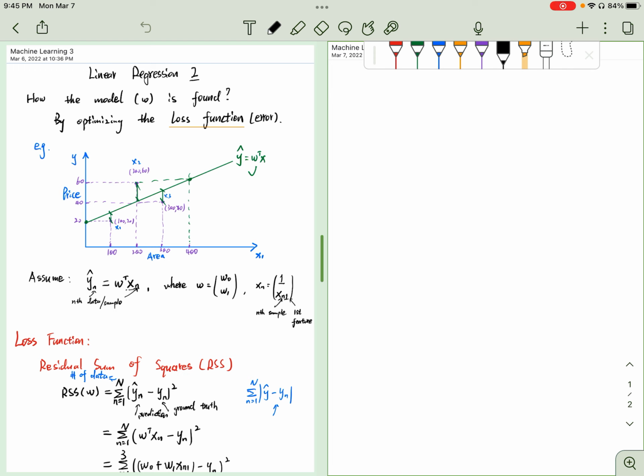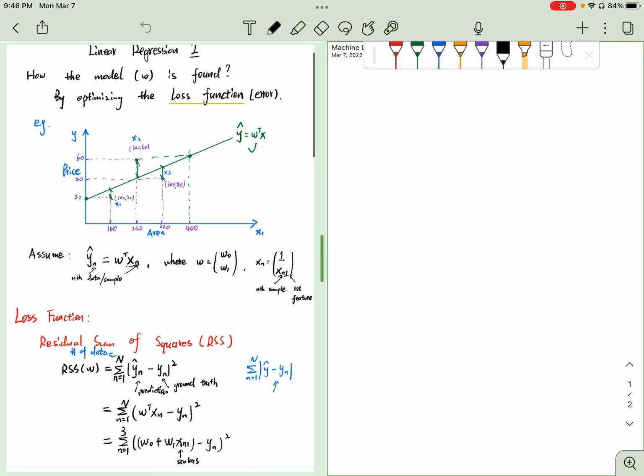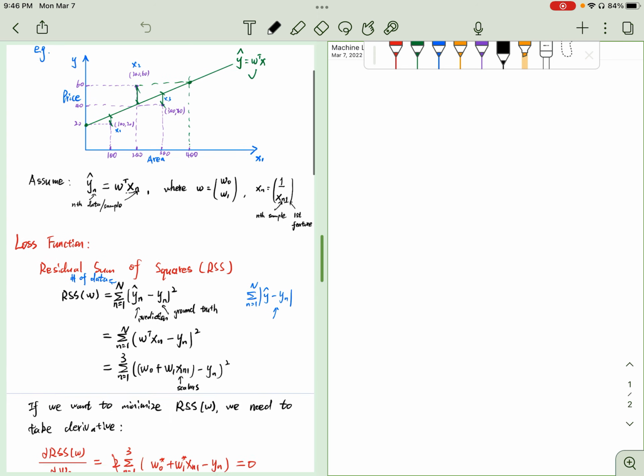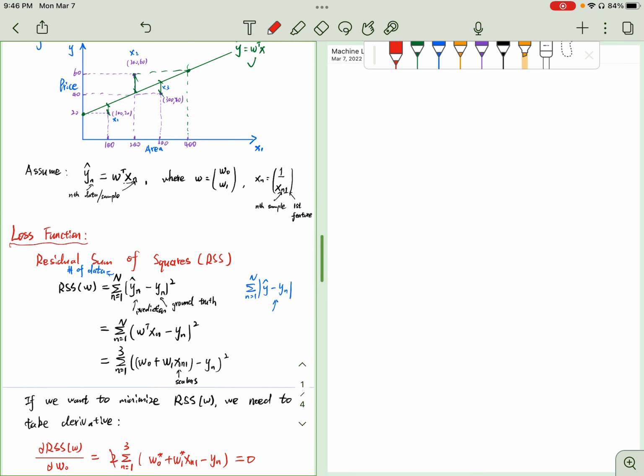So in the last video, I gave you a very simple example and a very small training data set. We want to use these 3 points to predict the price of the house, and we want to use this linear model, so it's linear regression. Our purpose was to minimize this loss function. We define this loss function as the residual sum of squares, RSS, in this form.